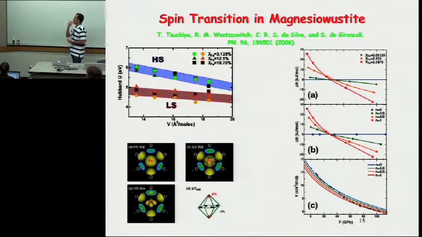Here's another example that was actually developed in Renata's group about the calculation of the spin transition pressure in MgFeO. And again, the ability to calculate U as a function of volume or pressure in both spin states was critical for obtaining this result.